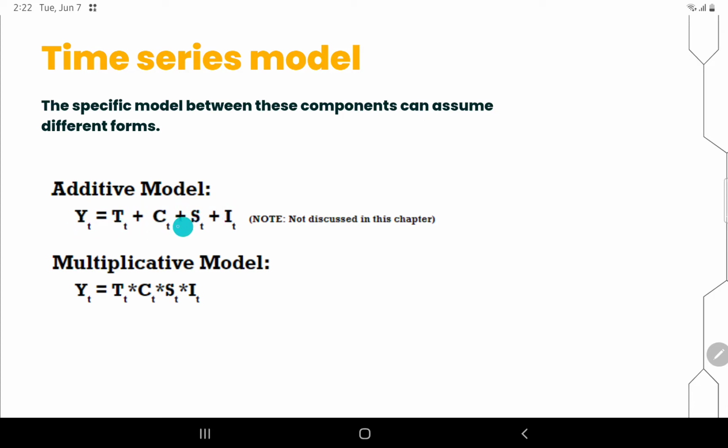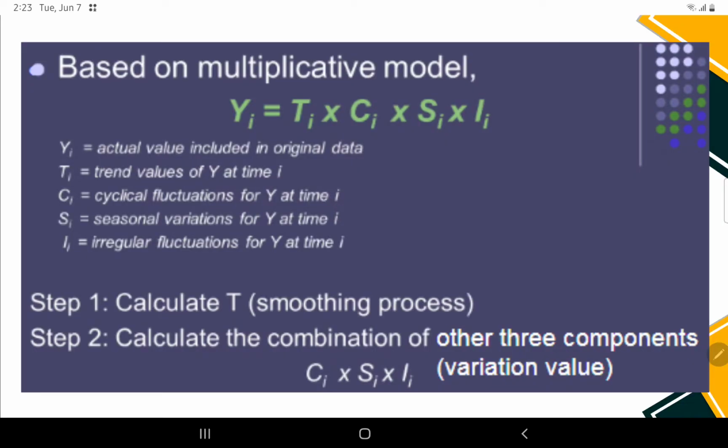Tapi model ni will not be discussed in this chapter. Tak ada dalam syllabus kita lah. Okay, multiplicative model, Y equals T, darab pula darab. Beza dia adalah tambah tolak darab. So T times C times S times I. Okay, Y is the actual value, T is the trend, C cyclical, S seasonal, I irregular fluctuation tadi.